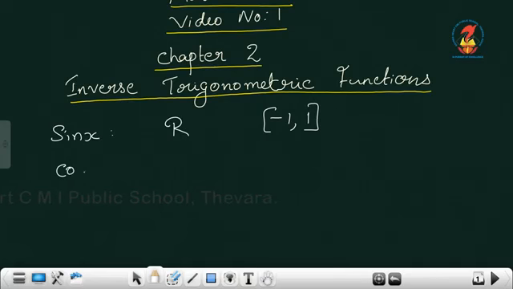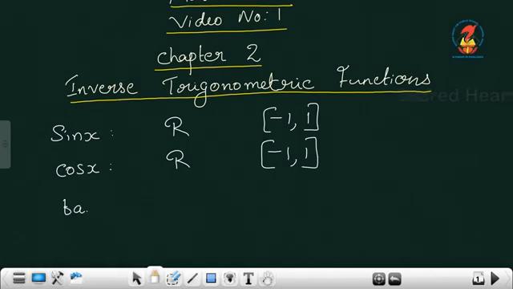Then similarly cos function also, cos x, its domain is R. You can give any real number to this x, you will get a corresponding image. Then what is the range of cos function? That is -1 to 1. Then the next function is tan x.